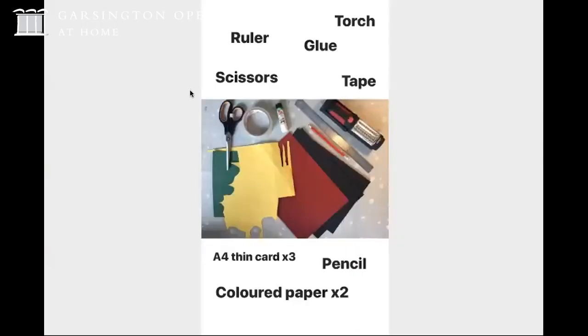Now, for this week's design challenge, you are going to need 2 pieces of A4 thin card, and it can be coloured card. And then you want 1 piece of A4 thin card in a different colour. You can see those colours there. And some scissors, some sellotape, glue, a pencil, a ruler, and rather interestingly, a torch. So that is what you're going to need for this week's design challenge.